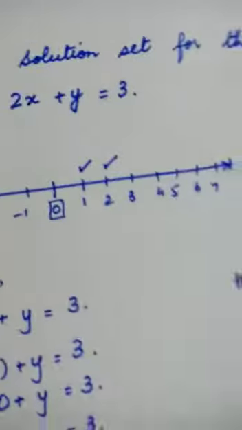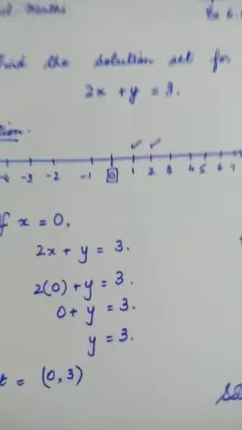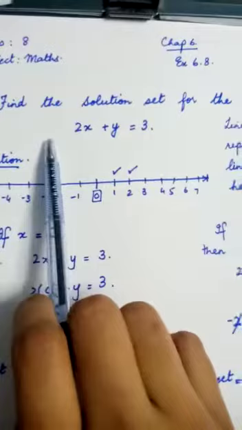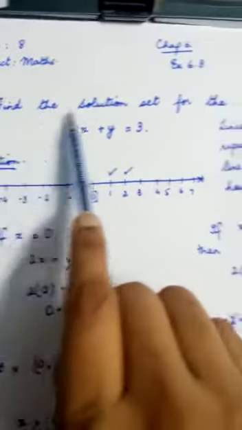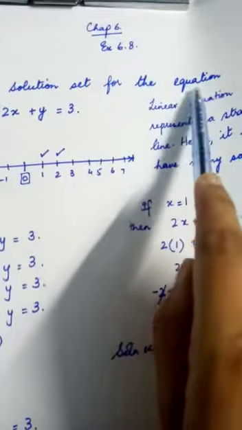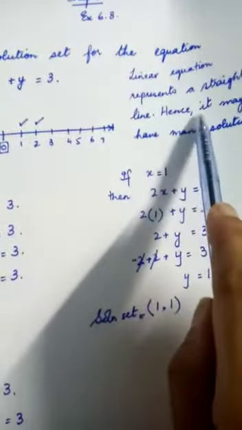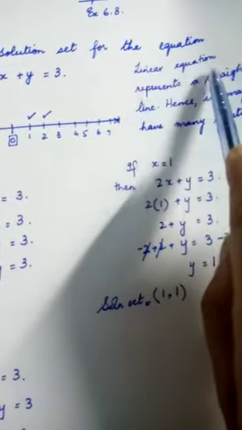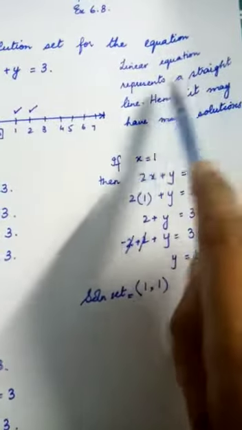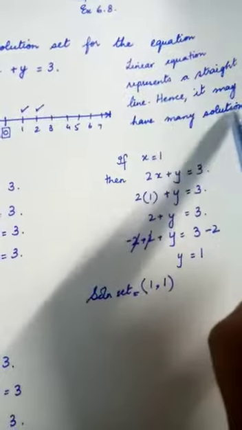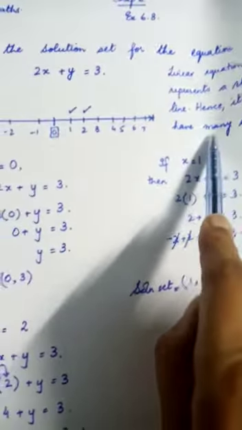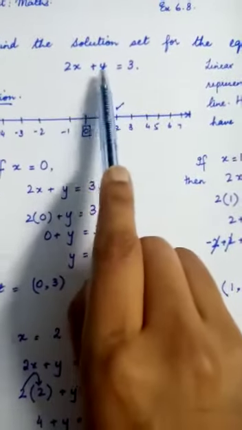Now let's look at the solution of this given linear equation. While you start this in your copy today, children, a very important point. Firstly, you write the question, find the solution set of the following equation. You have to write this point related to the solution of the linear equation: that a linear equation represents a straight line and hence it may have many solutions. Many solutions here means infinite solutions that can be obtained for values of variables x and y.